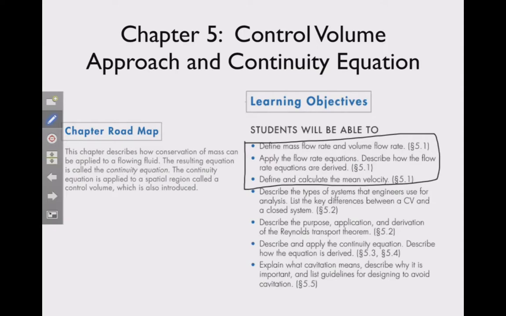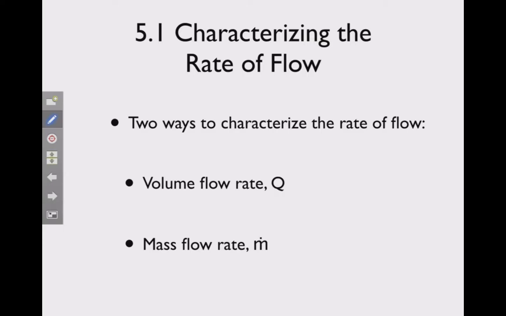So let's get going. So there are two ways to characterize the rate of flow. One is through what's called Q, the volume flow rate, and we'll be using Q quite a bit in the rest of the semester. And also an alternative way is the mass flow rate, which we give the symbol m dot, which is really dm/dt is equal to m dot. So it's just the rate of change of mass in time.